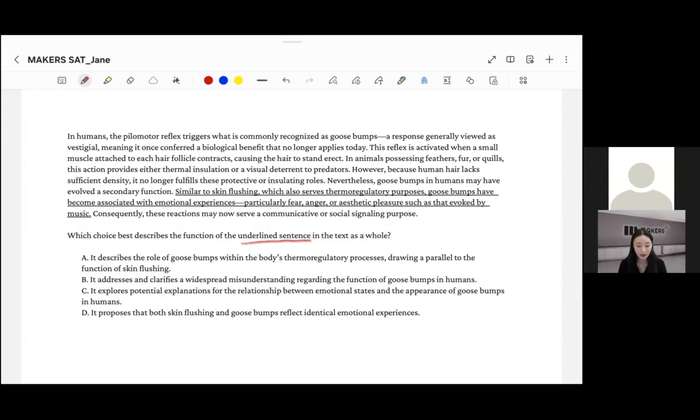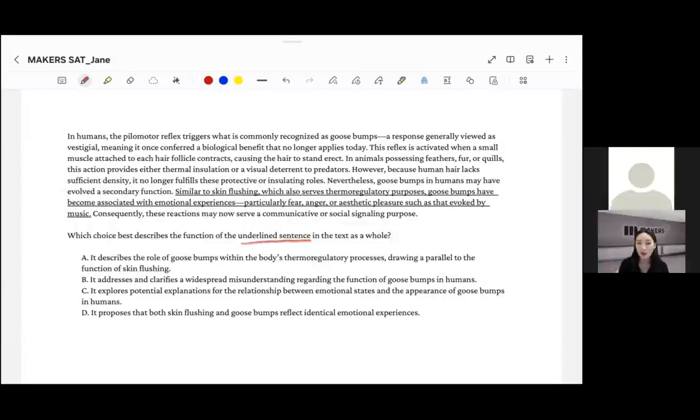So because this is a function question, you must identify what the underlined sentence is doing in context. The focus isn't completely on what it says. We have to identify the function of what this underlined sentence is doing. So here: similar to skin flushing, which also serves thermoregulatory purposes, goosebumps have become associated with emotional experiences, particularly fear, anger, or aesthetic pleasure, such as that evoked by music.